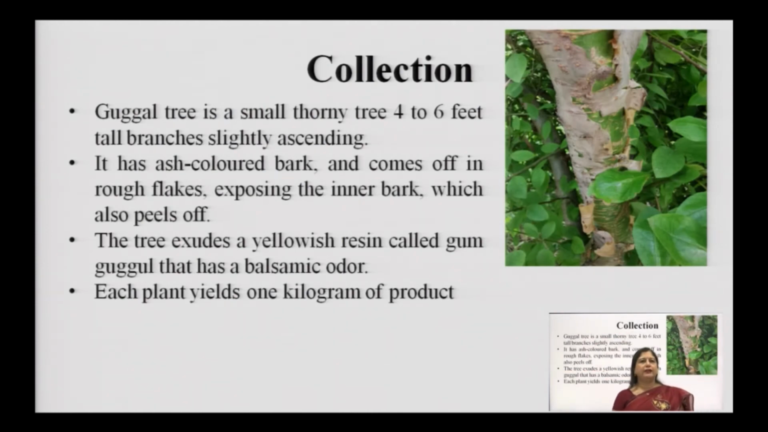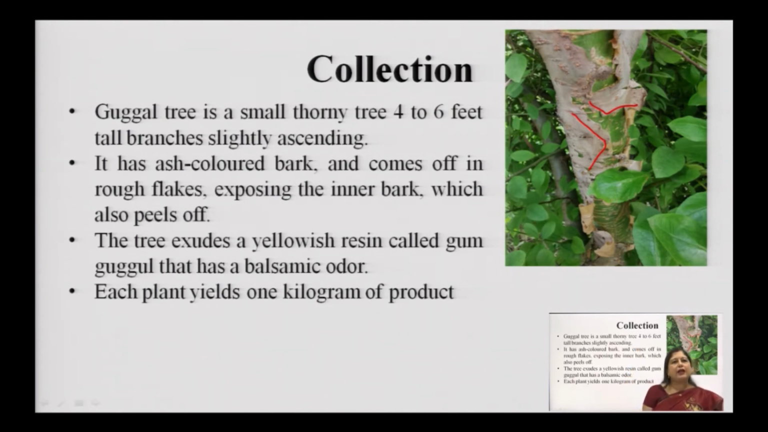This is the picture of the Guggul tree, and if you look at it clearly, you will see that the bark gets removed on its own. It is a thin bark, slightly greyish in color, and when you look inside there is a green colored stem, and when a cut is made in that stem, the yellowish colored resin starts oozing out, which is known as gum guggul, and it has a very good balsamic odor. This Guggul tree is a small thorny tree, 4 to 6 feet tall, and the branches are slightly ascending, means they are moving upwards.